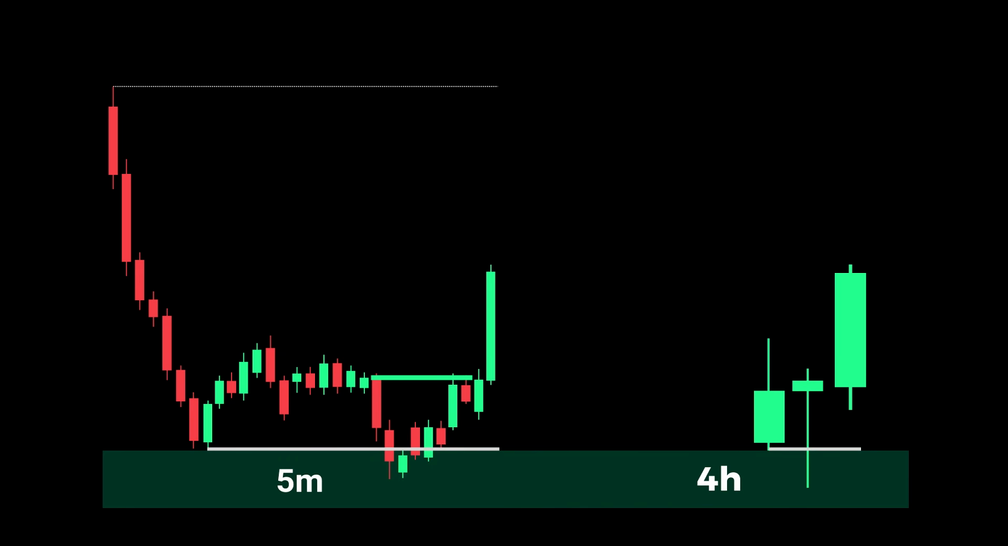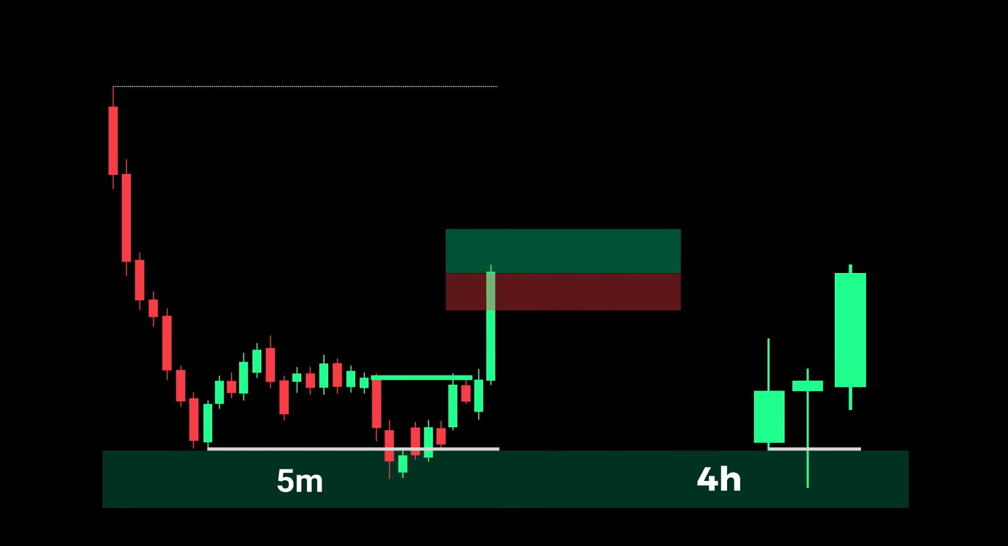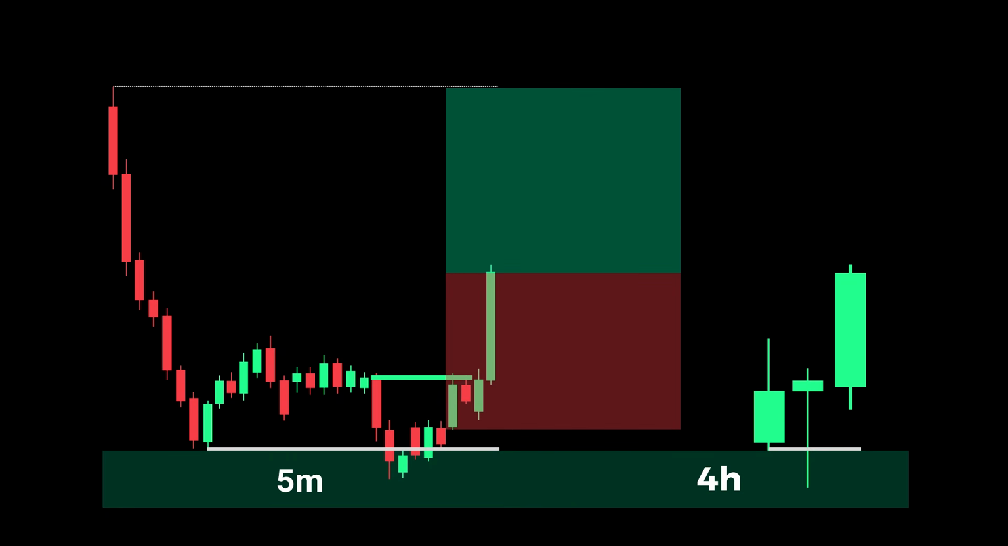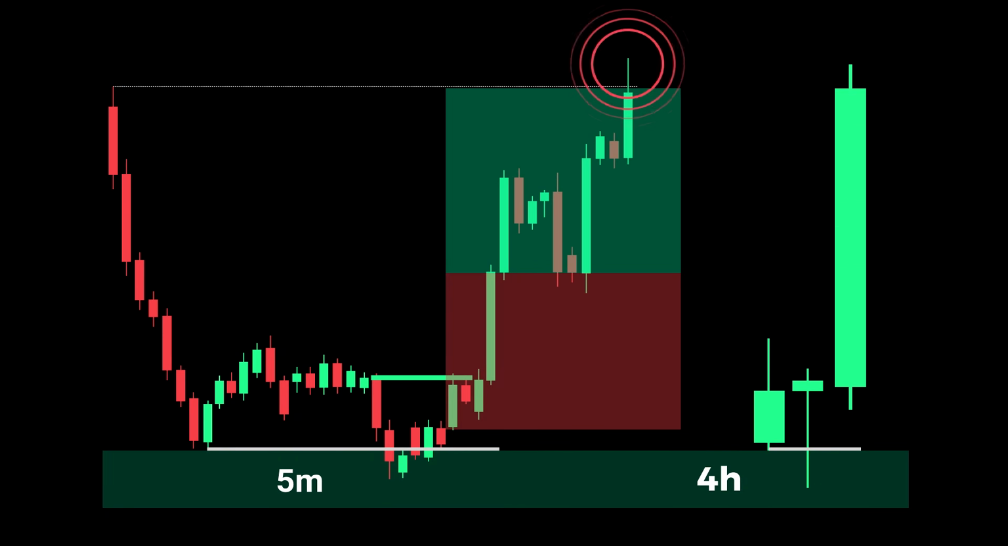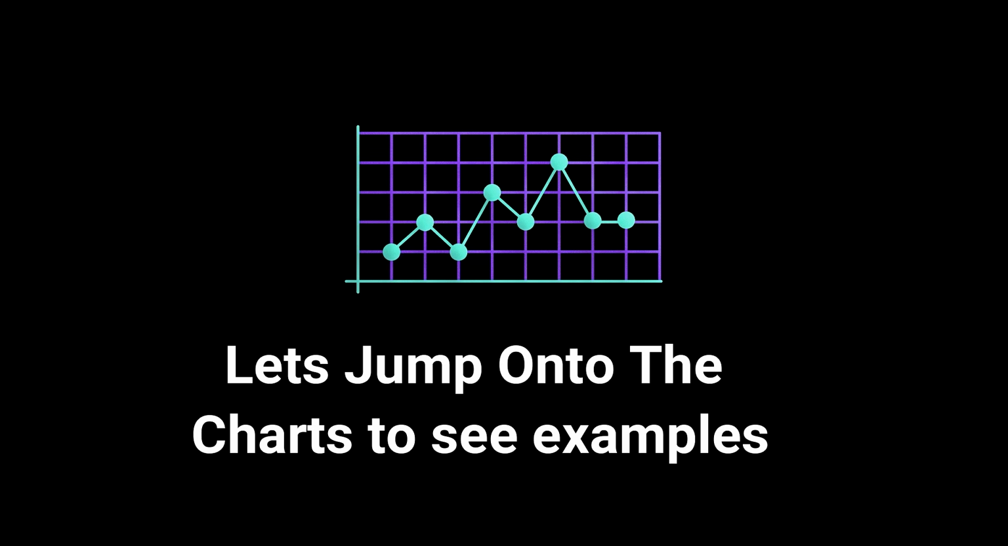The moment I see displacement break the CISD, I drop to the 5-minute, set my stop behind the sweep, and target the next clean liquidity level. That's the entry. That's the edge. And that's why it works. So let us jump onto the charts and I'll show you exactly how it looks in real time.